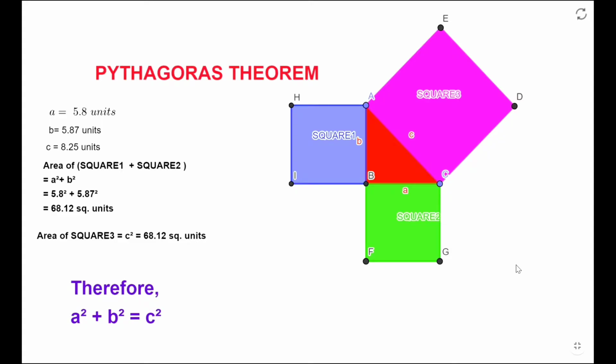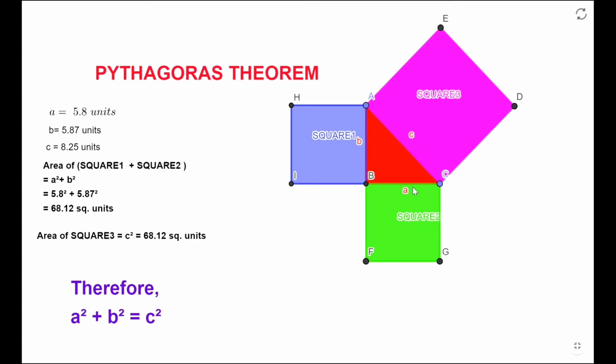This is a simulation of Pythagoras theorem. To understand it better, this is an applet created on Geogebra. So the triangle here, ABC, is the right triangle, and when I extend the side AB and make a square, I get the square 1. BC, when I extend and make a square, I get the square 2. And the side AC, which is the hypotenuse, when I extend it, I get the square 3.